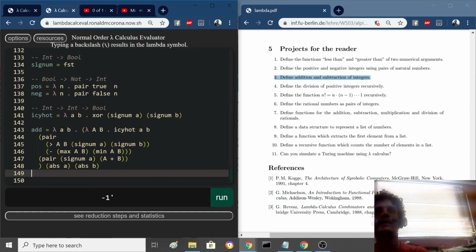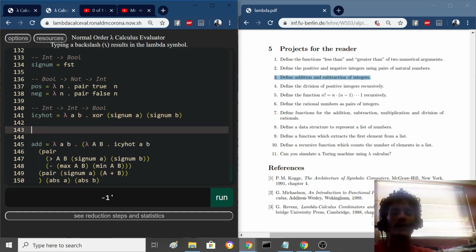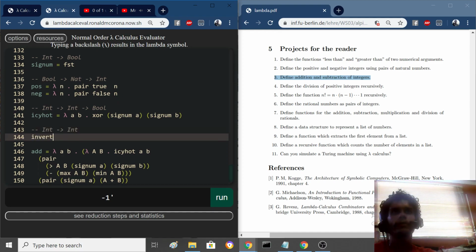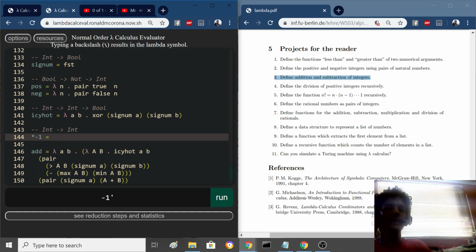Alright, now subtraction. Super easy. Why don't I just first write this function called invert. It takes an int and it's going to return another int. Invert is just going to get the additive inverse of a number. So flipping a number. I could also call it times -1. That inverts a number as well. And yeah, why not?